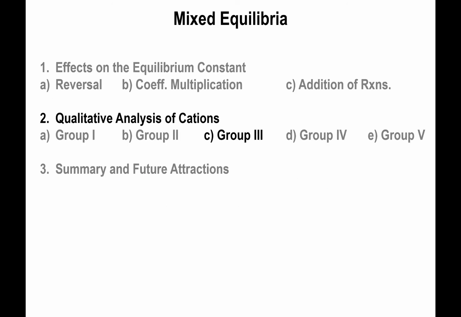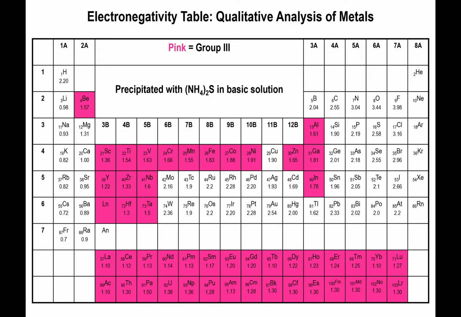Alright, let's take a look at the group 3 ions and see what happens with them. As I pointed out before, the group 3 ions correspond to the vast majority of the transition metals and also the lanthanides and actinides. These particular ions don't precipitate with acidic H2S, but instead they precipitate in the presence of basic sulfides like ammonium sulfide solutions.